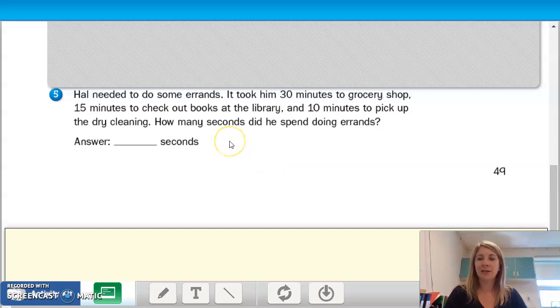All right, so we're actually on the bottom of page 49 before we move to page 50. And we're going to take all those concepts we just learned about converting big to small, okay? And we're going to put them into a word problem. You're welcome to have your calculator still handy.